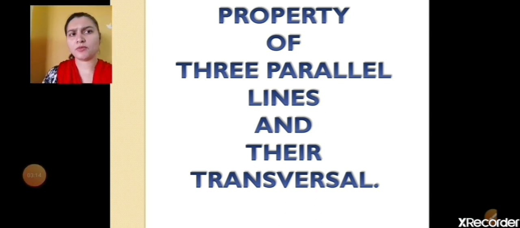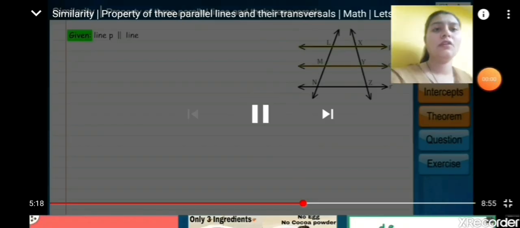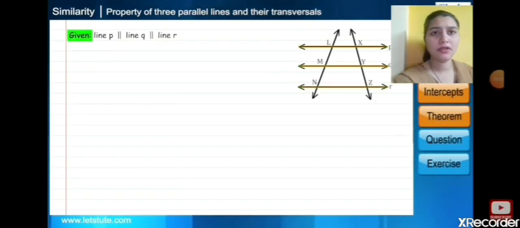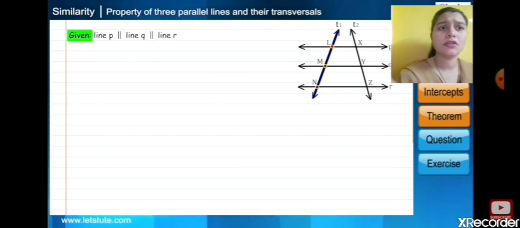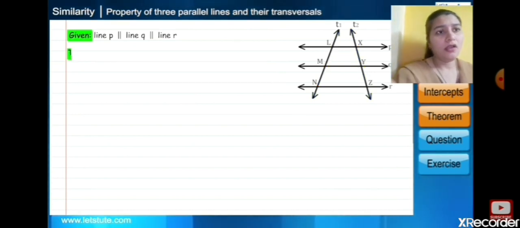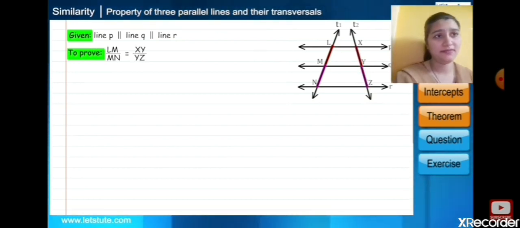Now let me start with the property of three parallel lines and their transversal. So let me move to the next property of three parallel lines and their transversal. You can see three lines, and the transversals are T1 and T2. You can see the transversals and lines meet at points L, M, N and X, Y, Z. So what do you have to prove here? You have to prove LM upon MN is equal to XY upon YZ.